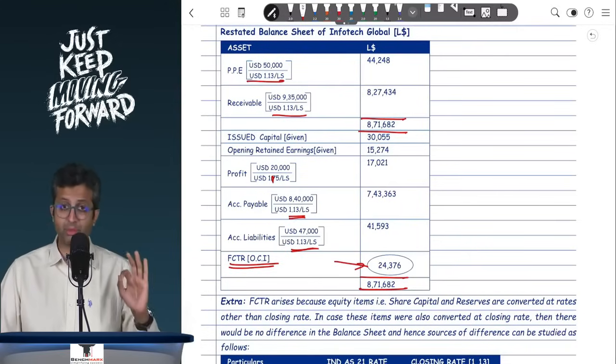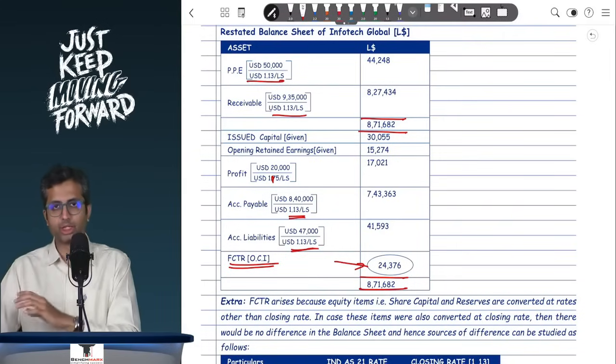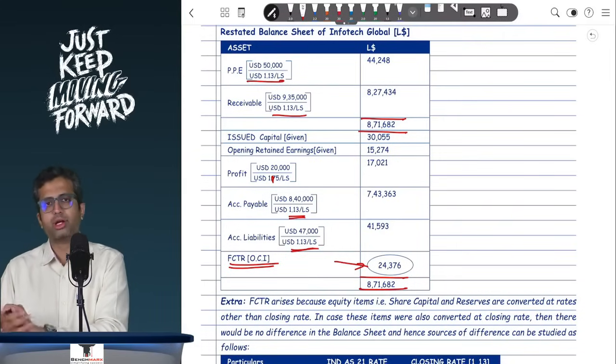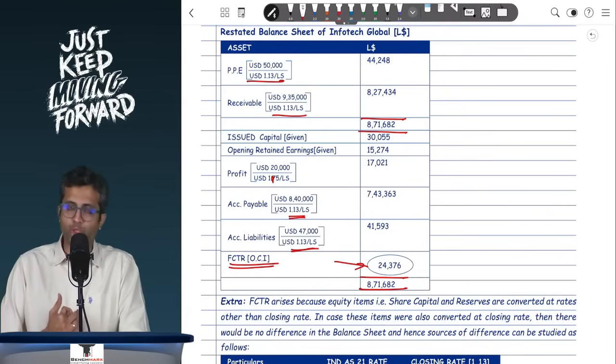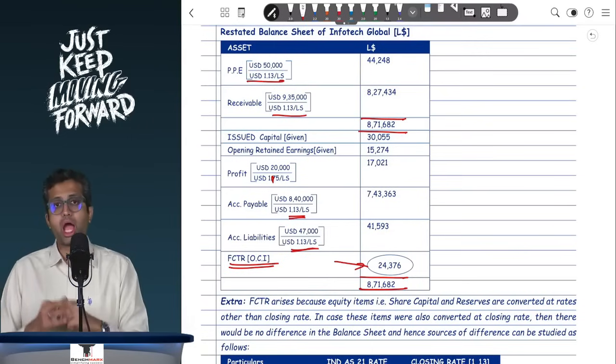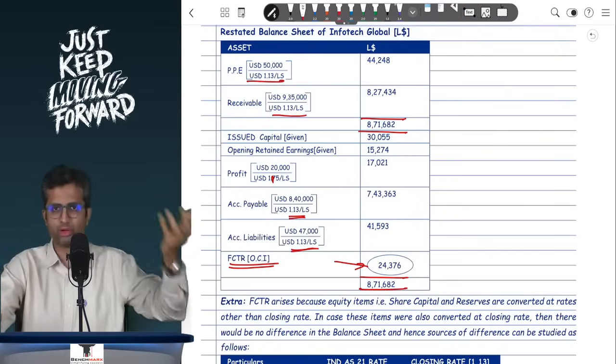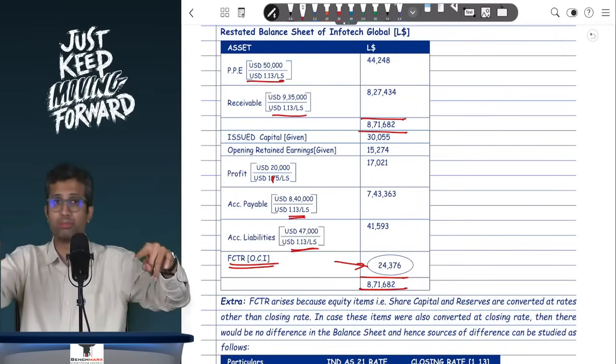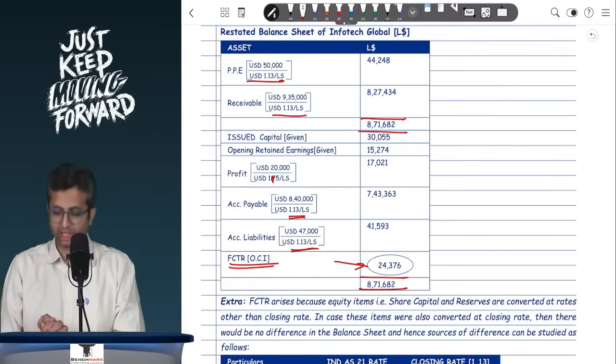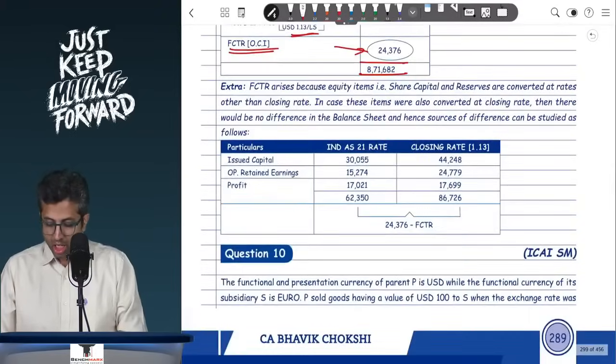You will apply the applicable rates and convert everything into dollars: all assets and liabilities at the closing rate, share capital at the historical rate, which is already given here, opening retained earnings already given, and profit during the year at the average rate. So the balancing figure, if any, is to be attributable to FCTR.